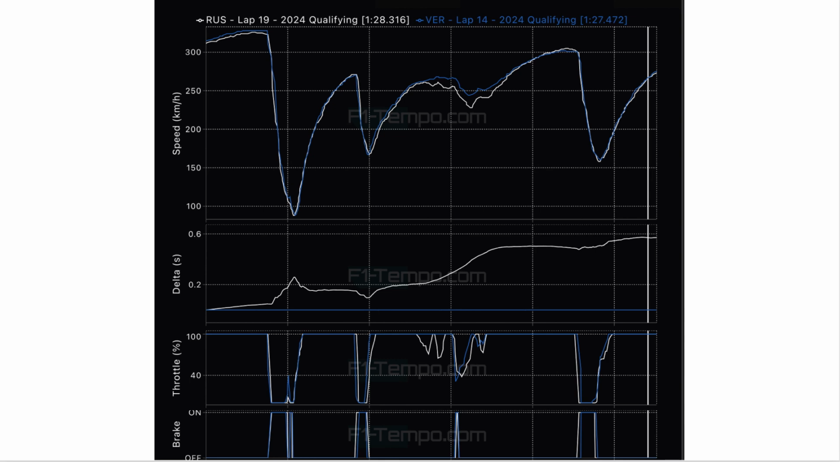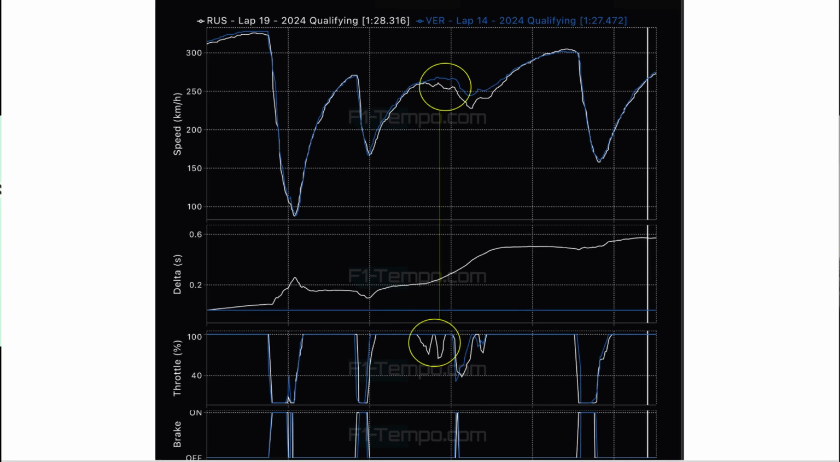So on this next slide, what I wanted to show was what both drivers were complaining about. In sector one, both George and Lewis in the Mercedes said that they don't have confidence in the rear of the car. And this trace versus what Max was doing shows that very clearly. I've circled on the speed trace the section after the second chicane.